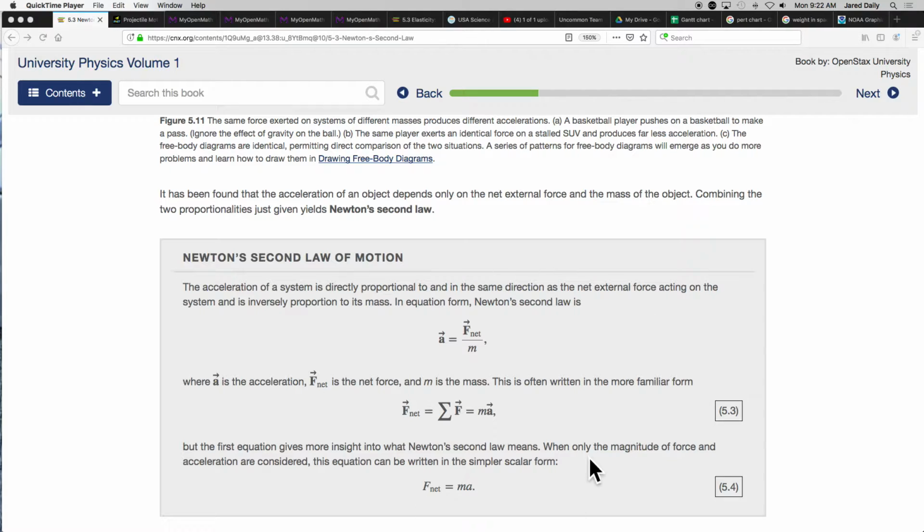So Newton's second law of motion says that force equals mass times acceleration. This is how it's usually written. It's also acceleration equals force over mass, but it is a vector equation, so you have to include the vectors in it. And it is the net force that we're looking at, the total force.